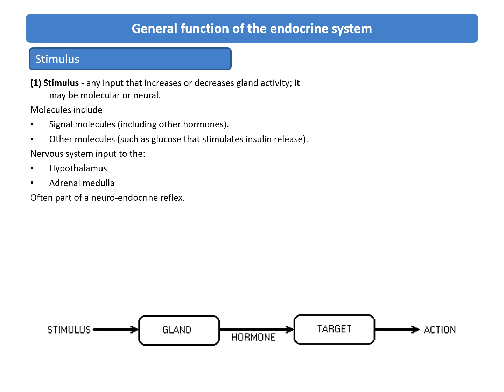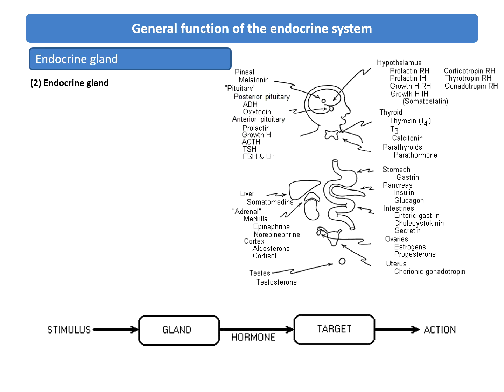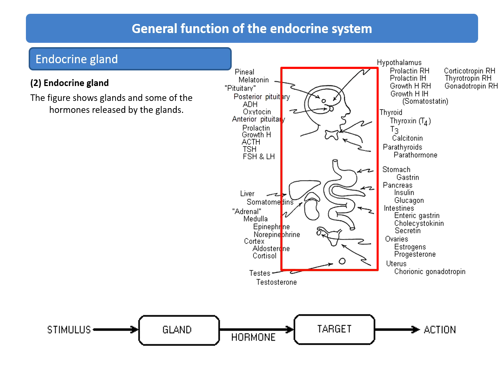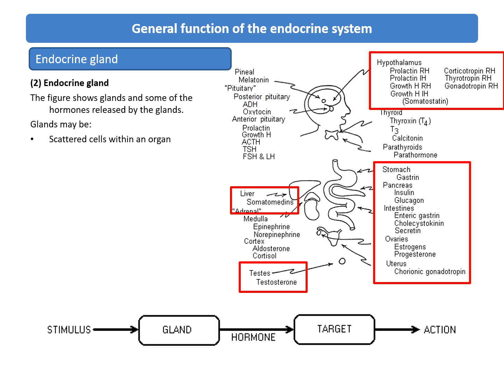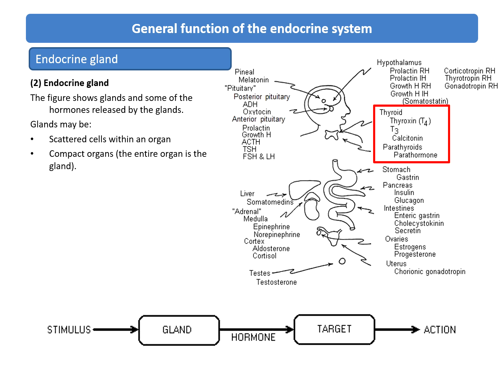There are other parts of the neuroendocrine reflex. This is an exploded view of the human body. It shows some of the organs as well as many of the glands of the body. Glands may be scattered cells within an organ. This is quite common. For example, in the hypothalamus are gland cells, in the stomach, gland cells, in the intestines, in the liver, and so forth. Or a gland may be a compact organ in which the entire organ is the gland. A good example is the thyroid gland or the parathyroid.